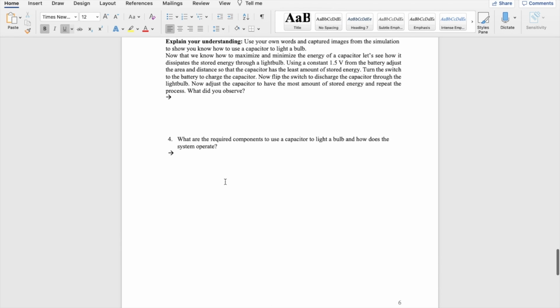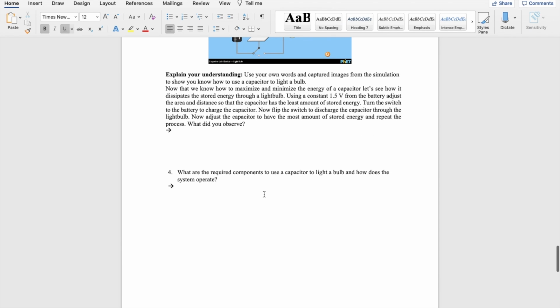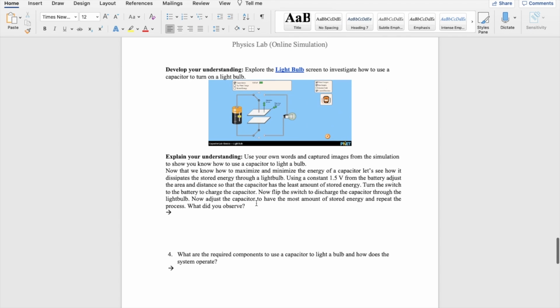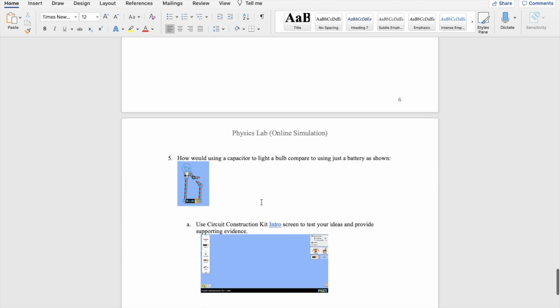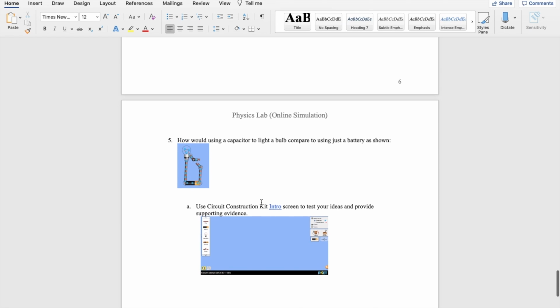And so write down what components are required to light a bulb, and how this whole system operates here. Use one or two screenshots.